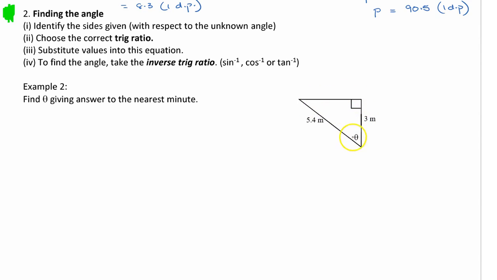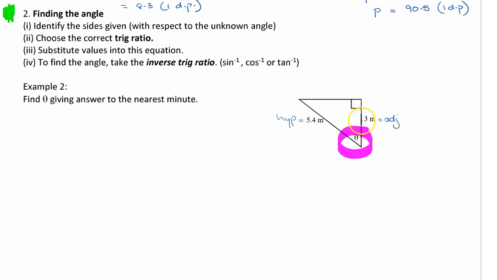Clearly, in this example, we don't know the angle. That's where the theta is. However, the steps, like I said, are very similar. Step 1, identify the sides with respect to the unknown angle. With respect to that angle, this becomes adjacent. Opposite would be over there. We're not going to put that on because there's no number or letter on it. And the other side that we clearly know is the hypotenuse. It's opposite the right angle.